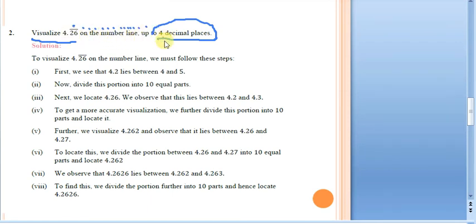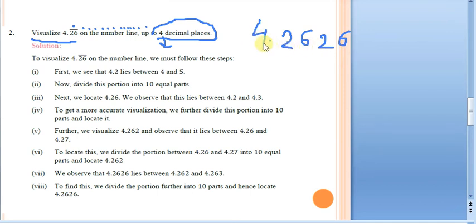So here, this part will always be given to you when you want to represent it. Otherwise you have to convert it into rational form, which will be difficult. So they will mention how many decimal places we need to locate after the decimal point. Here the number is 4.26 bar. So how will you write it with 4 decimal places? 4.2626. This is exactly what we need to locate on the number line.